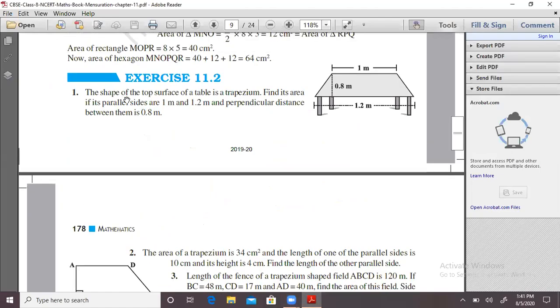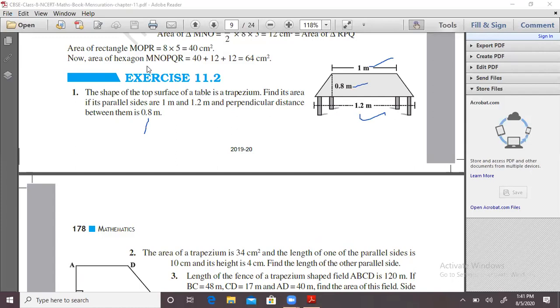then let's start exercise 11.2. Here in this exercise, first question, you have given the shape of the top surface of a table is a trapezium. Here you have given the picture of a table where the top surface is a trapezium. Find its area if its parallel sides are given 1 meter and 1.2 meter and the perpendicular distance between them is 0.8 meter. Okay, so here you are to find out the area of the trapezium where the parallel sides are given 1 and 1.2 and the height is given 0.8.